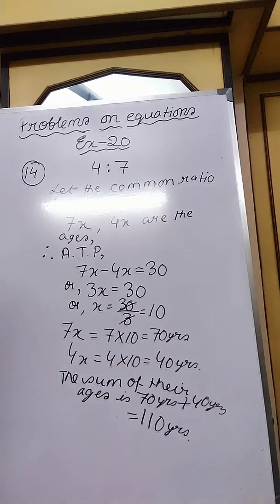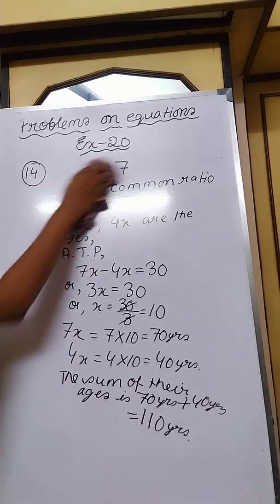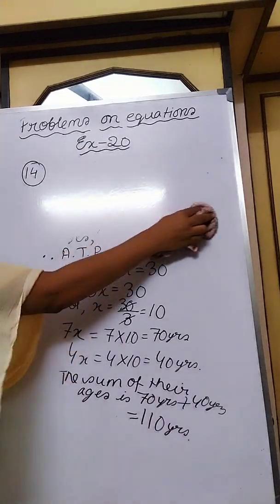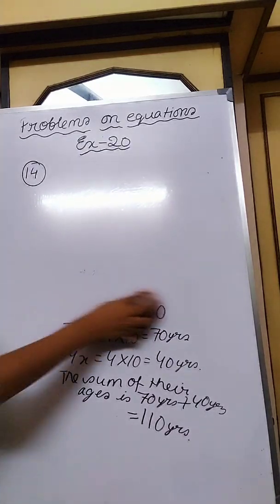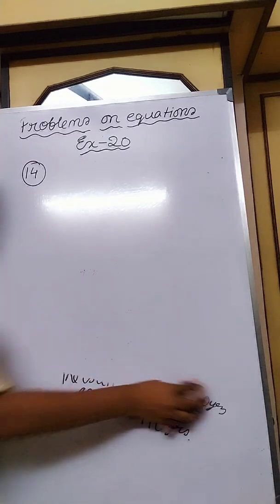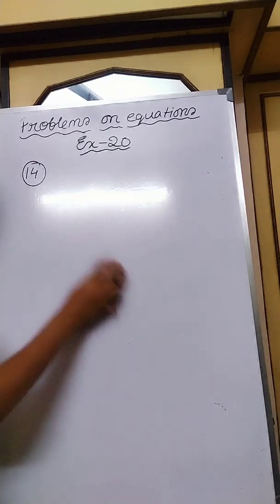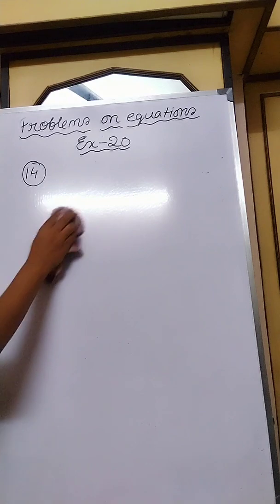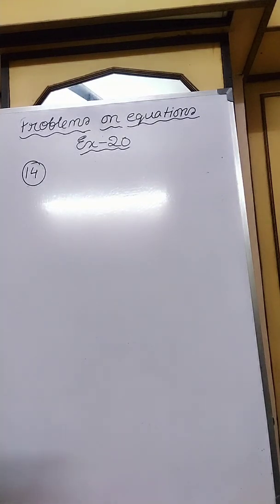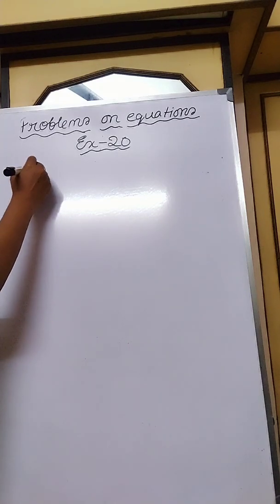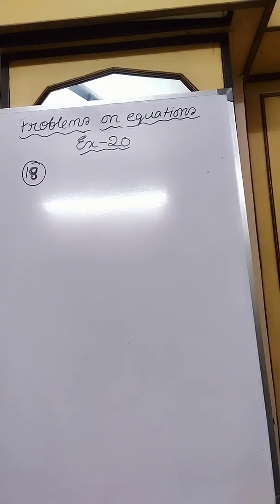Next we will move on to the next sum, that is sum number 18. I hope you have copied this sum. I am rubbing this sum in order to start the next sum, which is sum number 18. Let's see what is given in sum number 18.